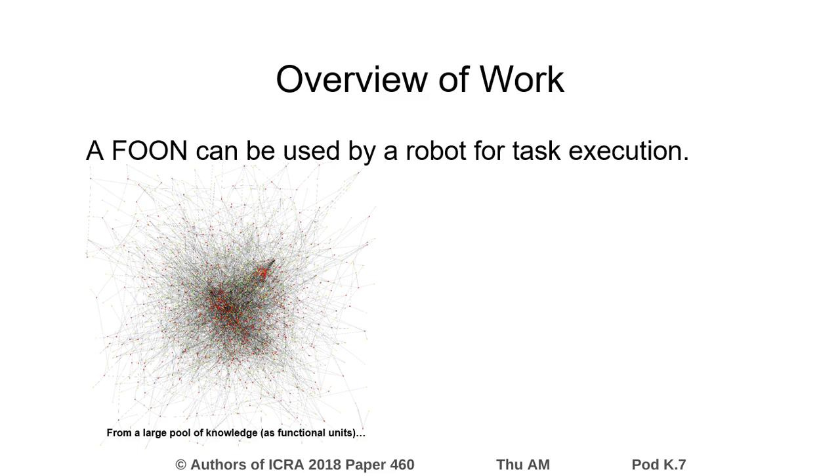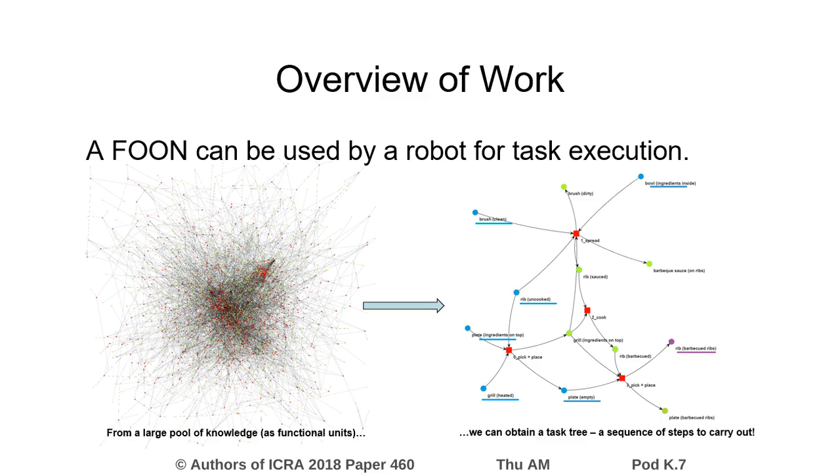Given a target goal, a robot can search for the series of steps needed to solve a manipulation problem. Since the knowledge contained in FOON can span multiple sources of information, we can obtain novel and flexible task sequences.